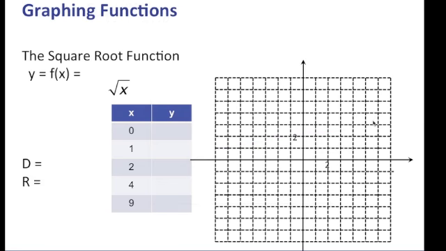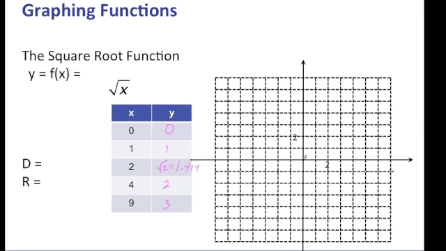We're going to do some root functions. So we did the square function. Here we're going to do the square root function. So y equals f of x is the square root of x. The square root of 0 is 0. The square root of 1 is 1. The square root of 2 is approximately 1.4. The square root of 4 is 2, and the square root of 9 is 3.